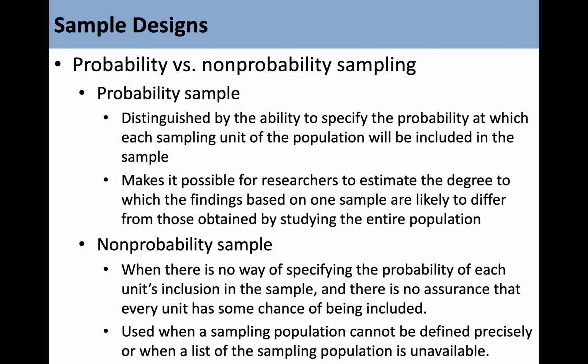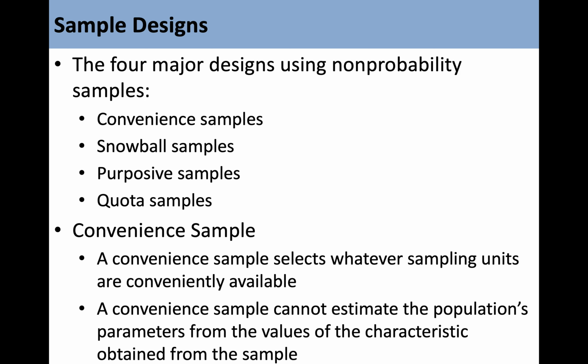A non-probability sample is when there is no way of specifying the probability of each unit's inclusion in the sample, and there is no assurance that every unit has some chance of being included. A non-probability sample is used when a sampling population cannot be defined precisely or when a list of the sampling population is unavailable. The four major designs using non-probability samples are convenience samples, snowball samples, purposive samples, and quota samples.